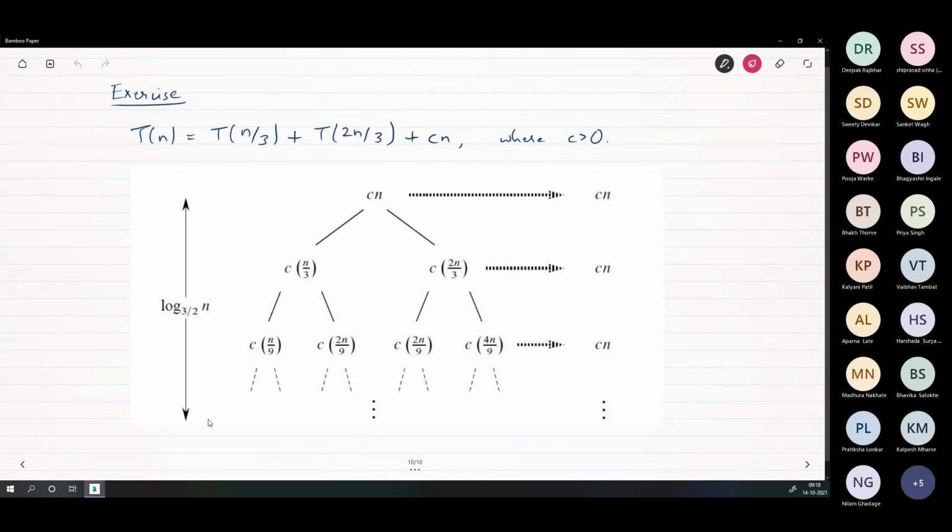So I have given you the height. Now you know what the cost at each level should be. Now look at these branches and find out how many times T of 1 will come, and then add the cost and solve it. So this is the exercise. Finish this problem. This is your exercise and we will discuss this tomorrow.